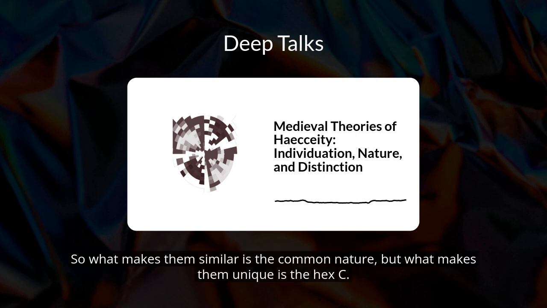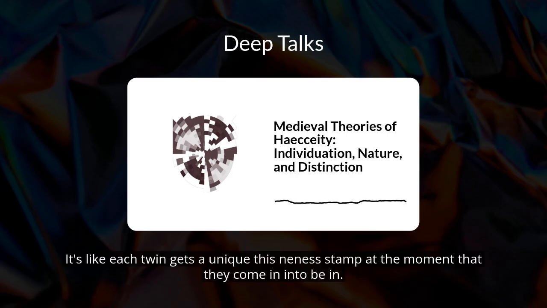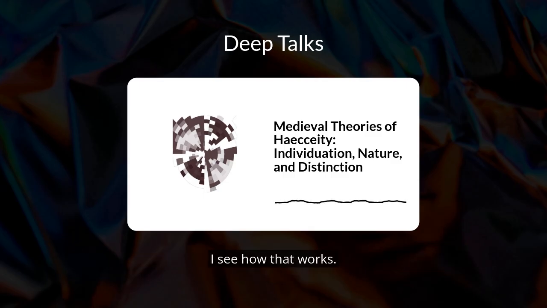Precisely. So what makes them similar is the common nature, but what makes them unique is the Haecceity. It's like each twin gets a unique thisness stamp at the moment that they come into being. I see how that works.